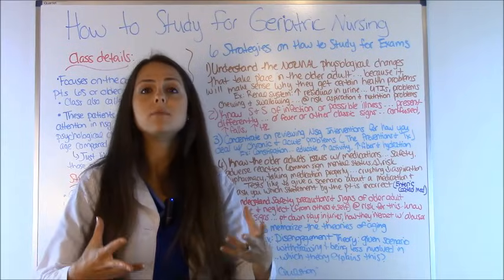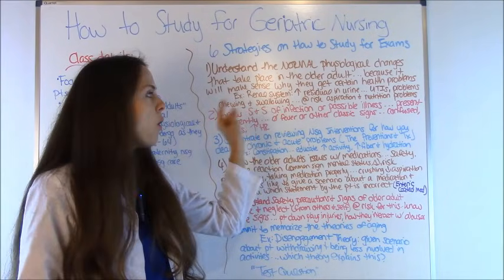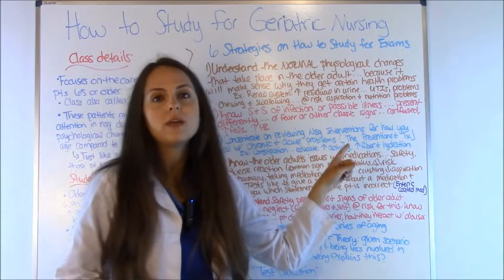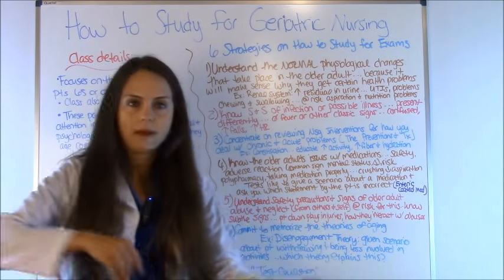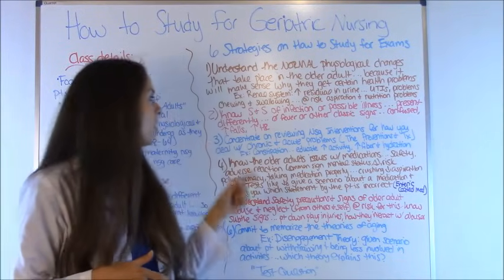And then they draw blood and they see that their white count's high and that they have an infection. So know what's going on with the older adult if they're confused. Maybe it's an infection, maybe it's an adverse reaction. So those are things you'll want to pay attention to whenever you're studying your key concepts.